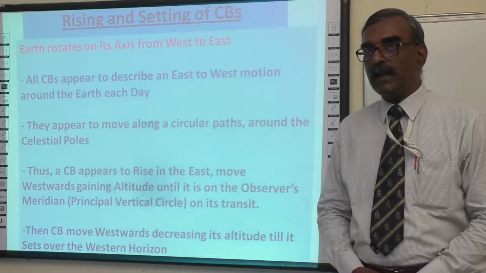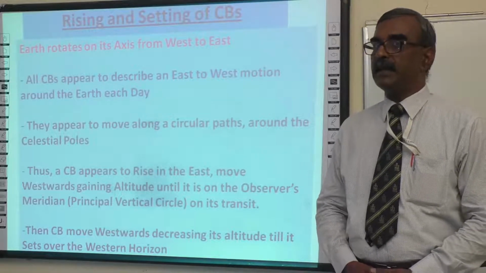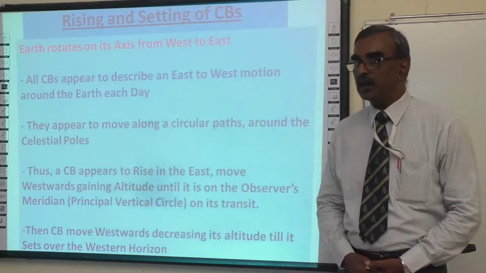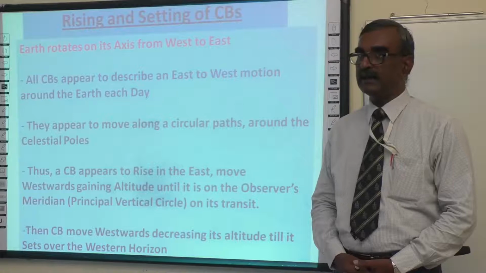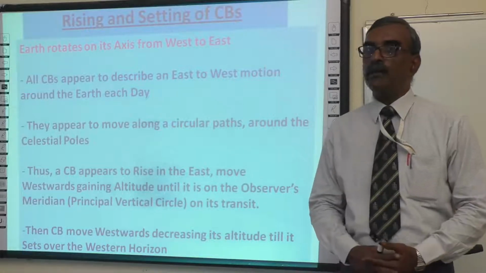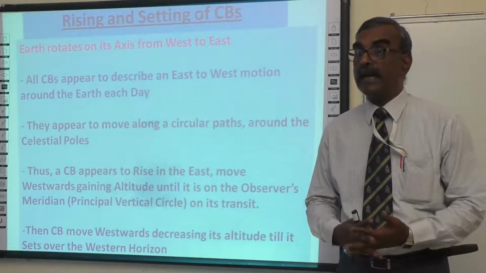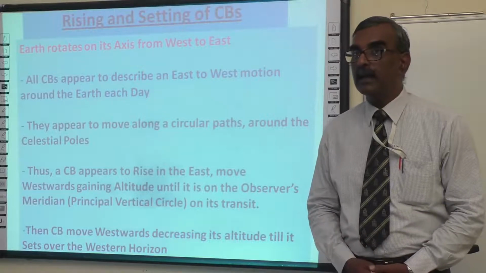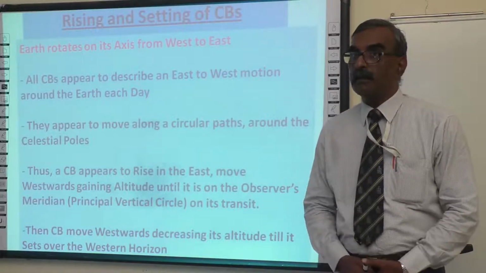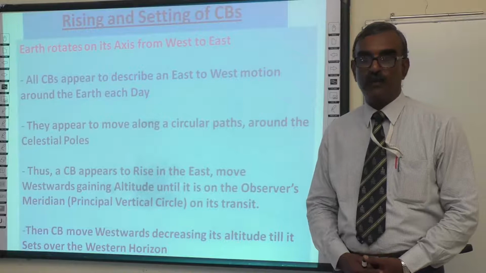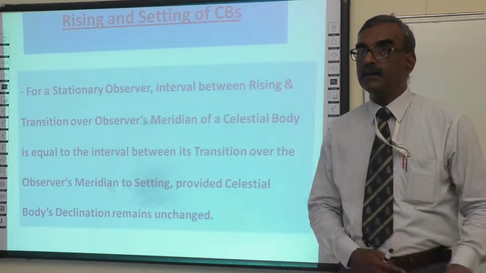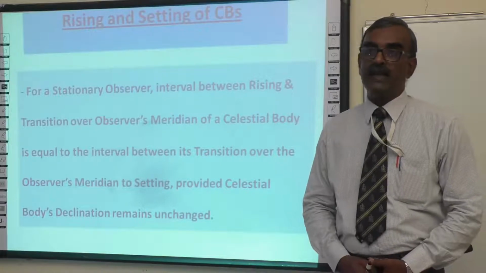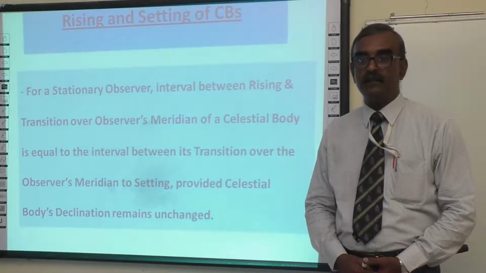Gentlemen, you need to understand, when the sun is rising in the east, the altitude will be zero. As it moves from east to west until it comes over my head, which is called the zenith, the maximum altitude will be reached. Thereafter the altitude decreases and the sun moves towards the west and finally sets in the west.